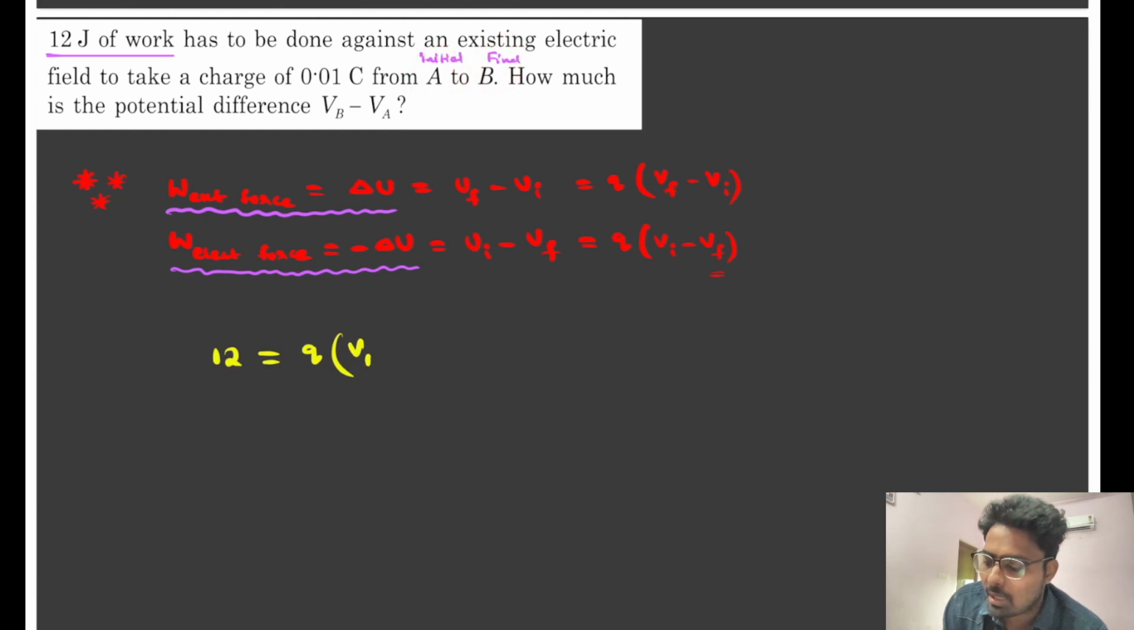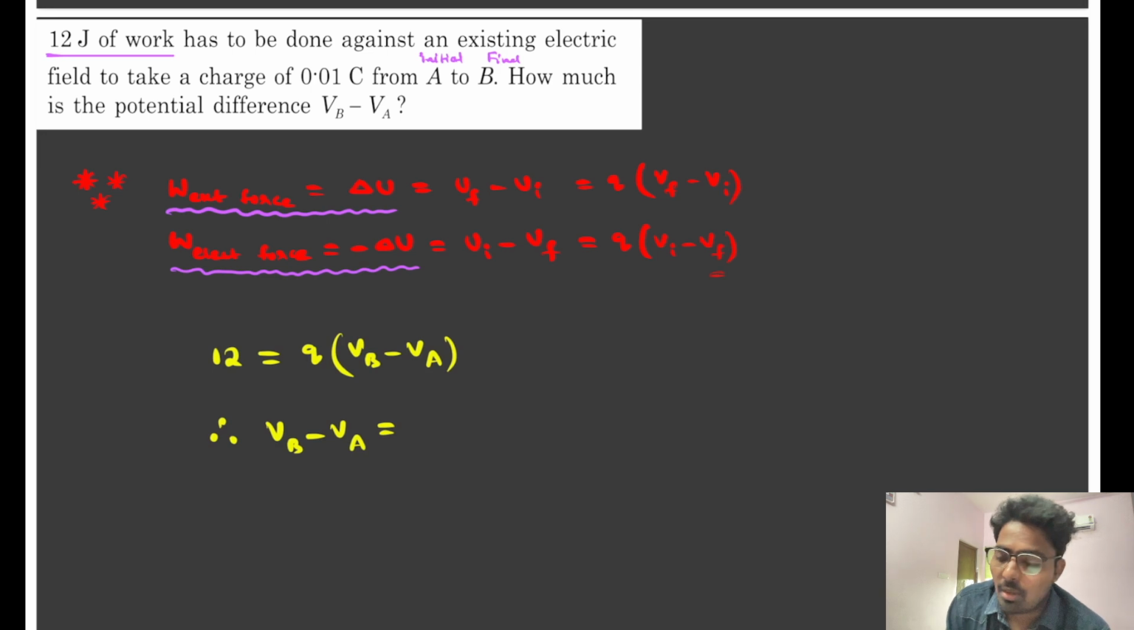So what I will be writing is VB minus VA, and the Q value is already given as 0.01. So for the value of VB minus VA, you should be very careful with the sign, initial point and final point. Why? Because in the options you will have both positive and negative values.